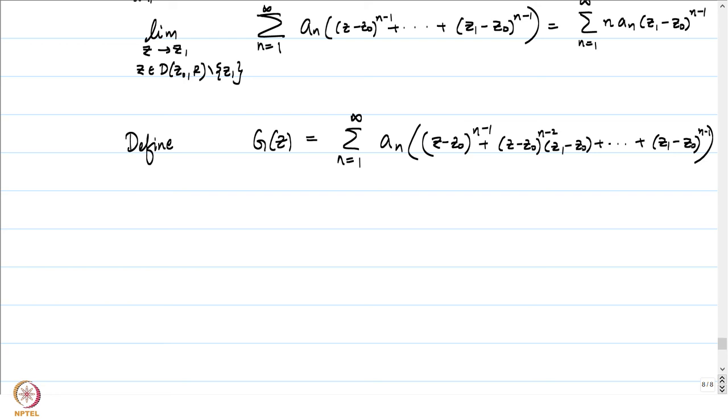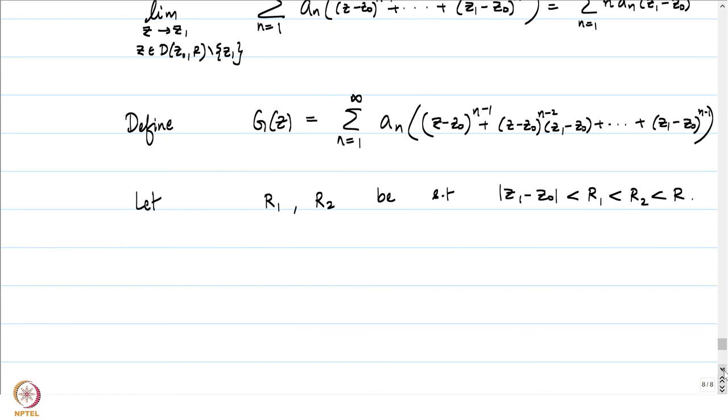Okay, so let R1 and R2 be such that mod of Z1 minus Z0 is less than R1, which is less than R2, which is less than capital R. So, Z1 is in the disk of radius R around Z0. You can certainly take R1 and R2, two positive real numbers which satisfy this condition.